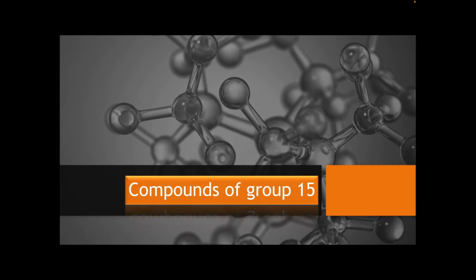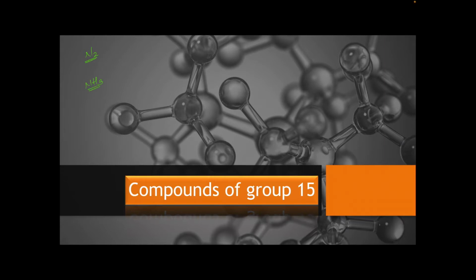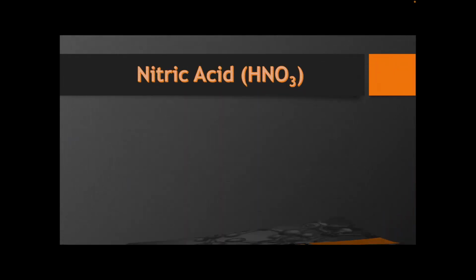We were talking about the compounds of group 15, and in that we have talked about N2 dinitrogen and ammonia, wherein we talked about the preparation, the properties and the uses which you had to read and write down in your fair notes, right? Let's move on to the next compound, and that is nothing but nitric acid.